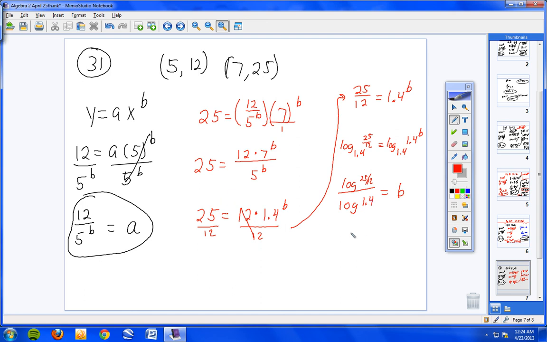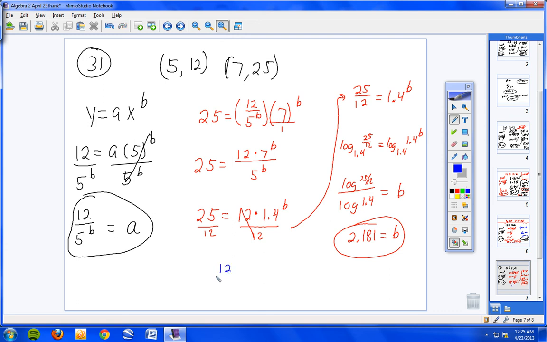You will get 2.181, so 2.181 equals b. And now students, remember, I can come all the way over here. See this b I'm circling? I can take that b, and where that b is, I can substitute 2.181.